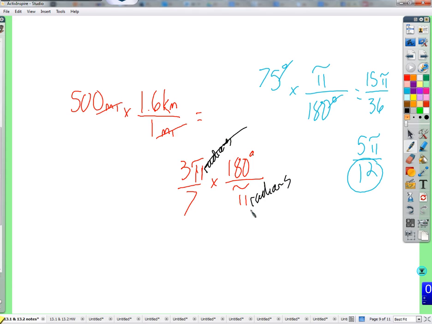So anyway, the radian units cancel, and the pi's, as numbers, 3.14 divided by 3.14, cancel out. Then we multiply these together: 3 times 180 is 540. Sounds like snowboarding. 540 over 7. 540 sevenths degrees.